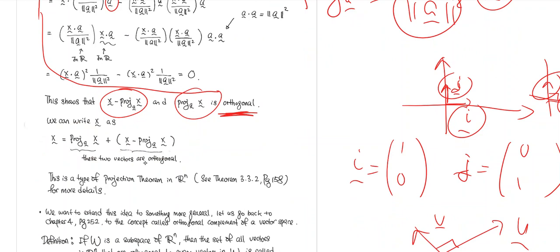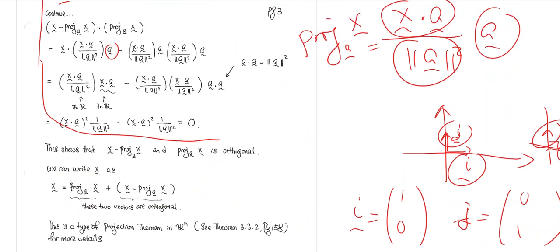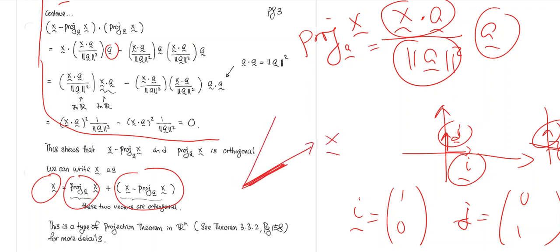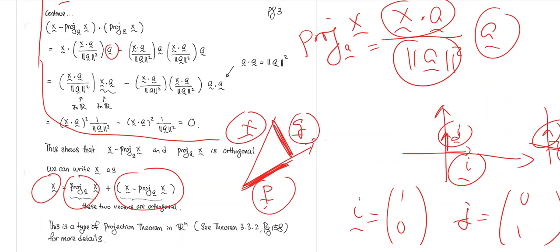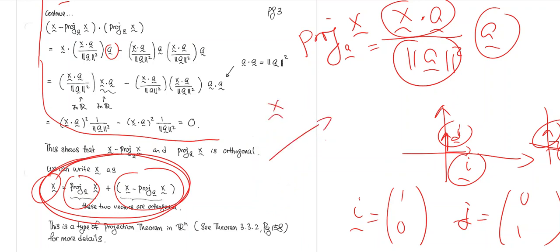This is a type of projection theorem. You might not know what the projection theorem is right now, but you can see that every vector can be written as a projection plus something that is orthogonal to that projection. So you can write x as a sum of two vectors, p and q, where p plus q is x, and p and q are orthogonal. Any vector x given in Rn can be written as the sum of two vectors p and q, where p and q are orthogonal to each other.